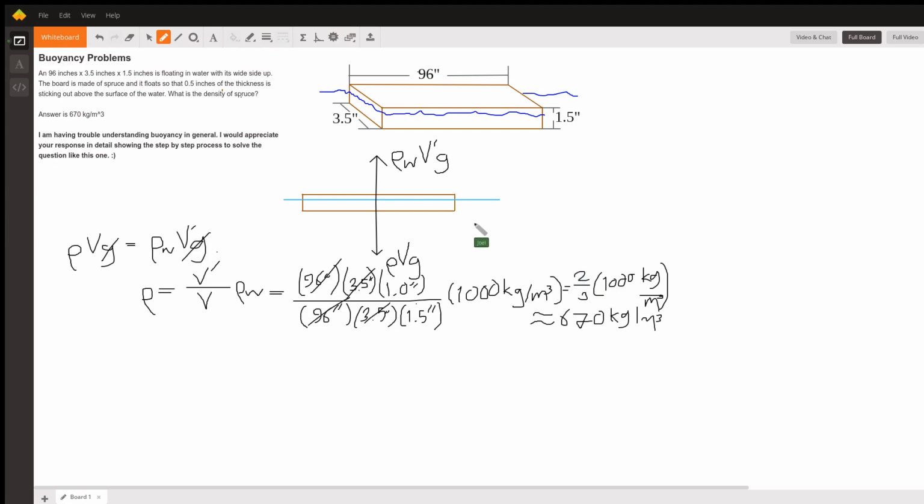Okay, so I hope this has helped. And yeah, very interesting problem. These buoyancy problems are usually best solved by writing the force of gravity and the buoyant force in terms of densities, volumes, and the acceleration due to gravity. Good luck.